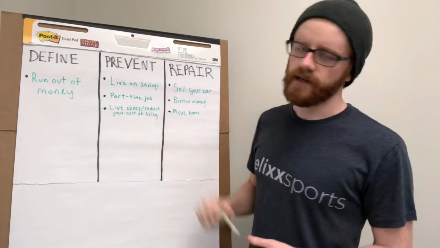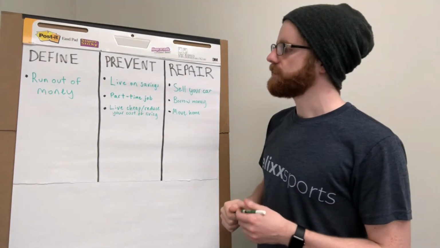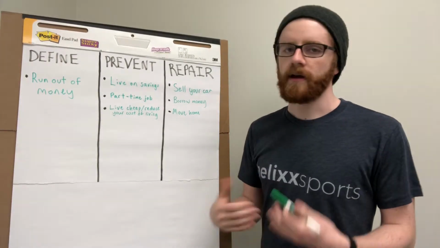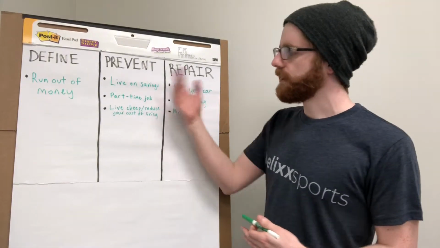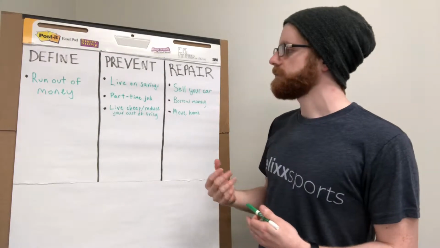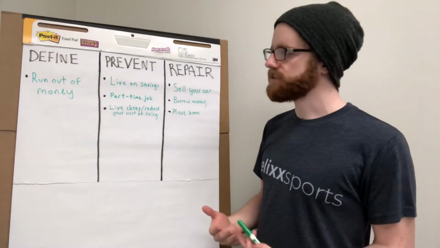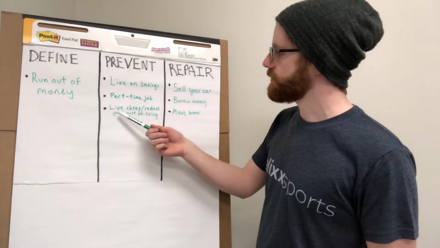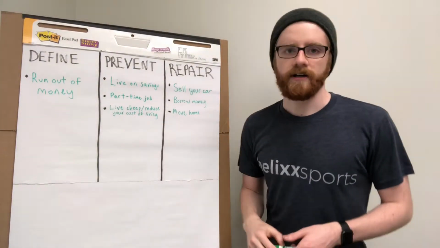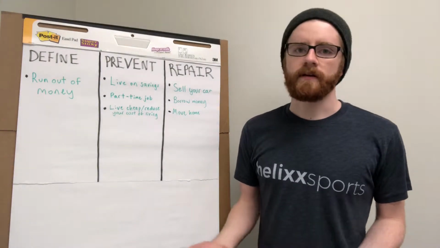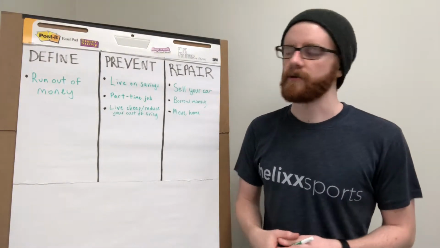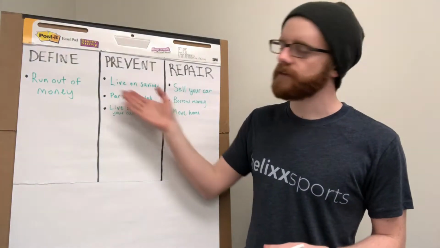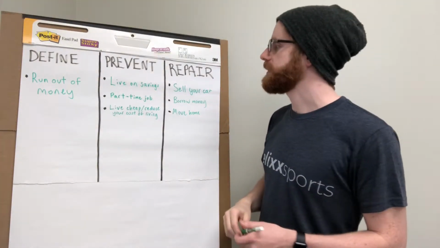You could get a part-time job to help subsidize your transition period where you're applying for jobs but you've run out of savings, or you just need a little bit of money to sustain yourself until you land that job. You could also live cheap or reduce your cost of living, so maybe live off of ramen packets for a week. That would be a way of reducing your cost of living to prevent you from running out of money.